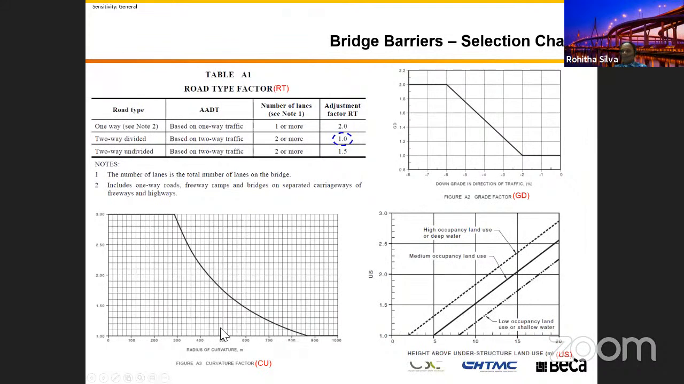Again, in here, the curvature: if the bridge is a straight line, the curvature is almost infinity. The higher the bridge's horizontal curvature radius, the less the risk, so the factor is set to 1. But if your bridge horizontal curvature radius is less than 300, your factor goes up to 3. So your average daily traffic is one value, but when you consider the risk, you have to increase it by 300%, or 3 times.